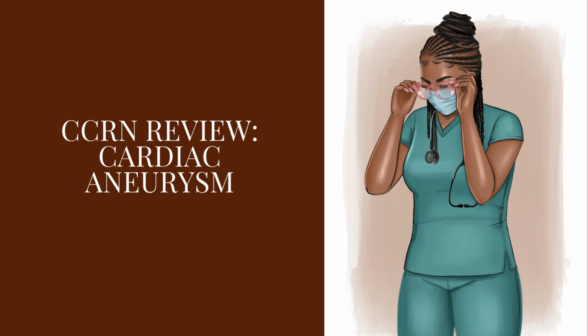We're going to end this portion of the CCRN review by talking about dissections. We spoke about dissections before as being a tear occurring between the layers of the arterial wall and then blood collecting in that area. So in aortic dissection, we have a tear in the aorta, between the layers of the aorta, and blood is collecting in this area. So this is an emergency. It needs to be fixed right away.